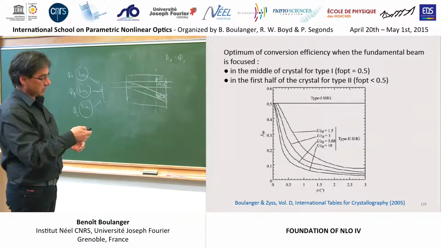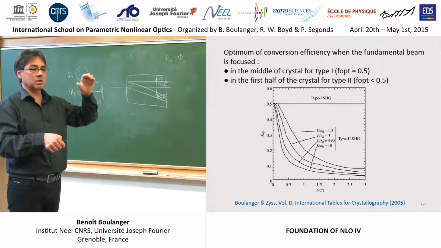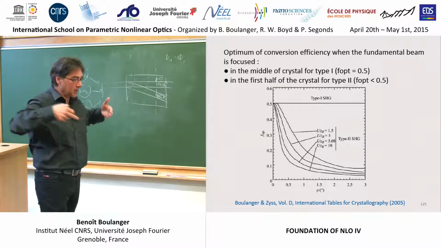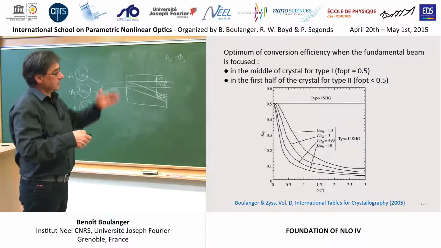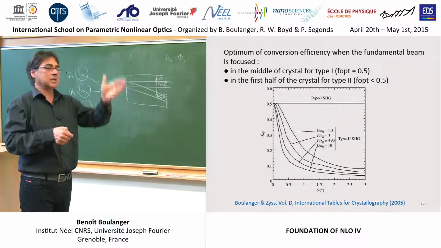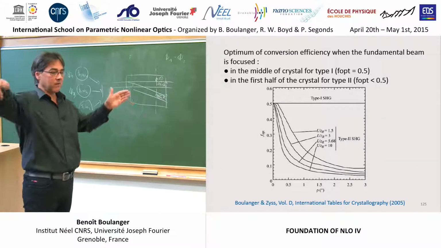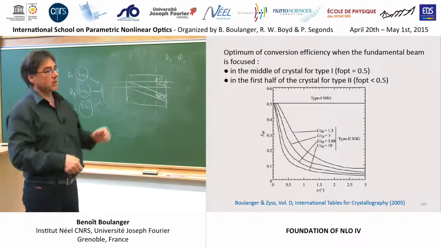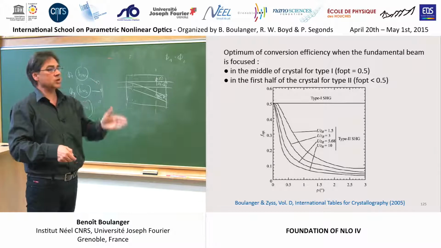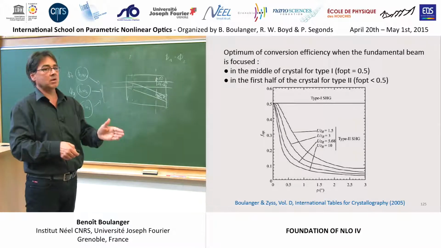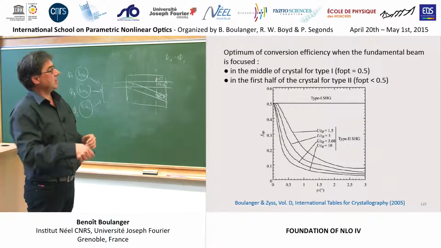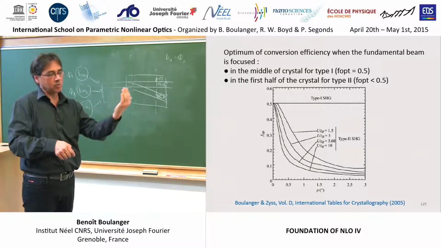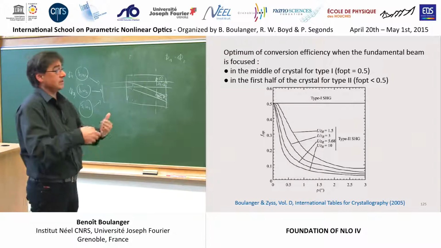And so here, F opt is the optimal position. Usually in nonlinear optics, because we need intensity, and Bob explained that this morning, we focus the beam, and there is an optimal position of the waist in the crystal. So F opt equal 0.5 means that you focus exactly in the middle of the crystal. You see that for type 1, for example, the optimal is always reached when you focus the beam in the center of the crystal for each value of the Walkoff angle. But for type 2, it depends, and you see that you have to focus the beam closer to the entrance, so you can calculate these things very precisely, and it works.